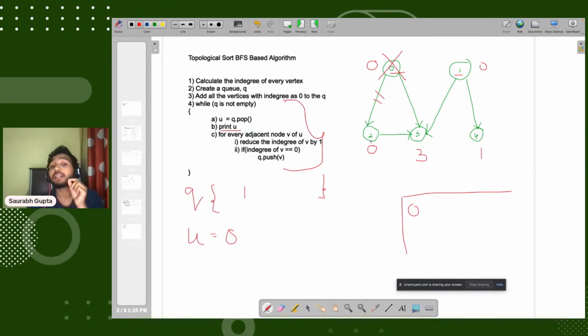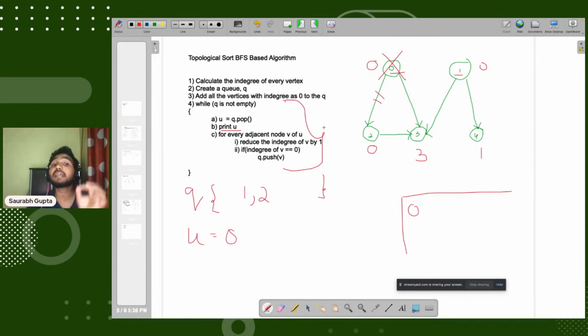Now once the in degree of a particular vertex becomes 0, it is free to be included in the topological sort. So once I reduce the in degree by 1, I will check after the reduction if the in degree of that particular vertex becomes 0, I will push that inside the queue. So I will push 2 inside the queue because it is ready to be included in the topological sort. So inside the queue, after 1, 2 will come, right?